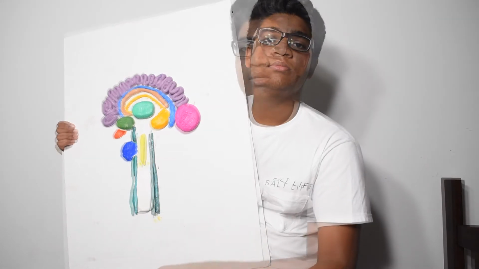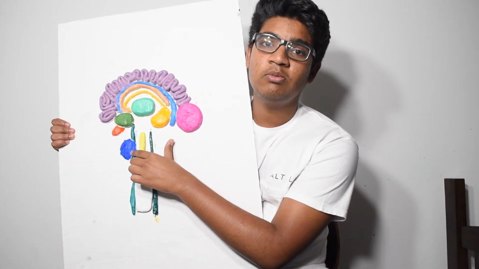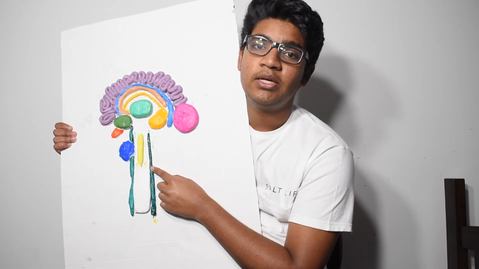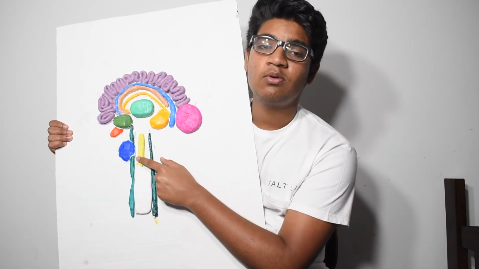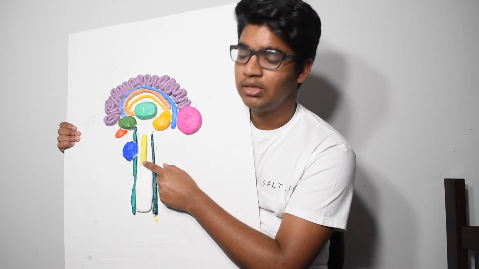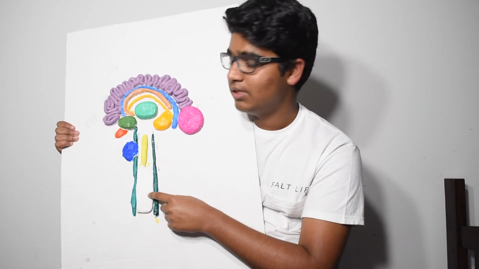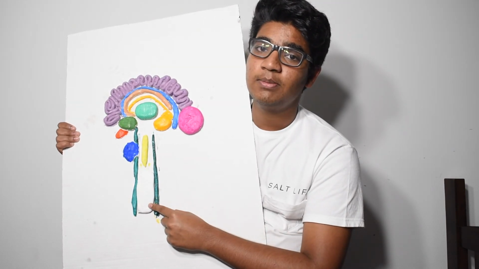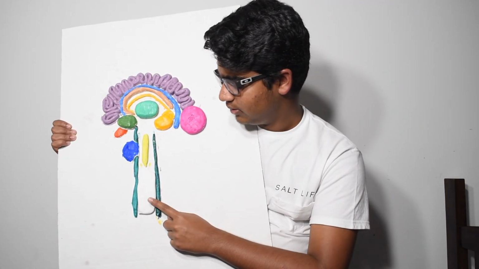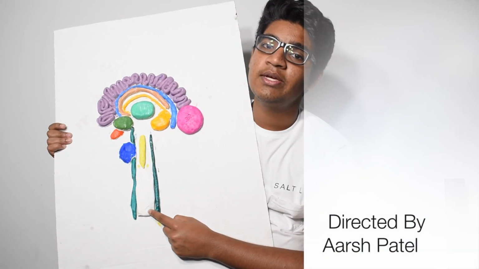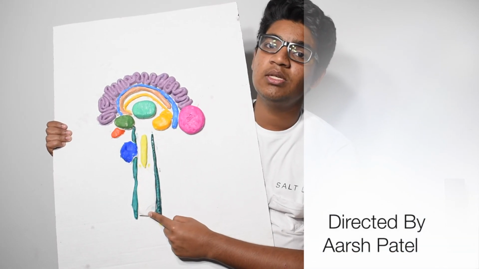The pons helps coordinate movement, the medulla helps regulate heartbeat and breathing, the reticular formation controls arousal, and the spinal cord connects the brain to the rest of the body. And also, the spinal cord is responsible for simple reflexes that might need to be performed.